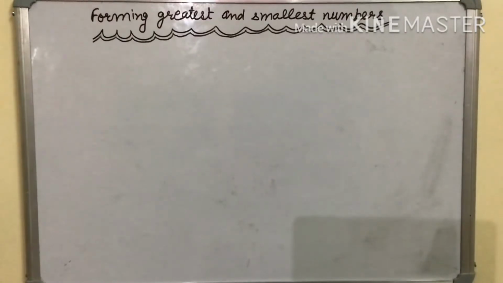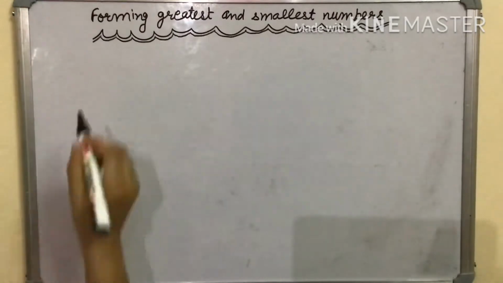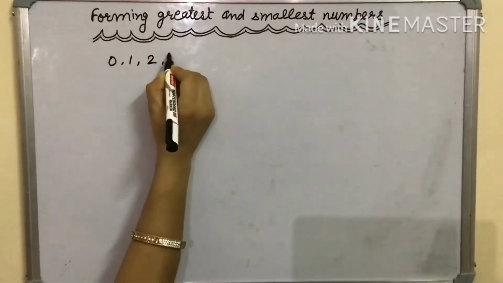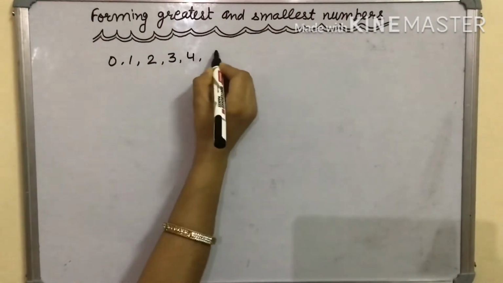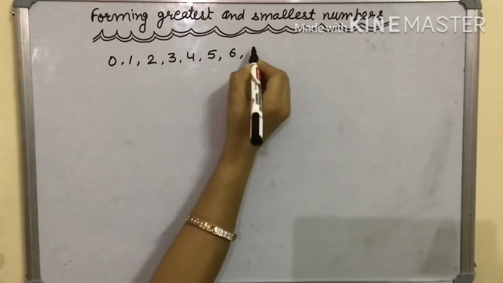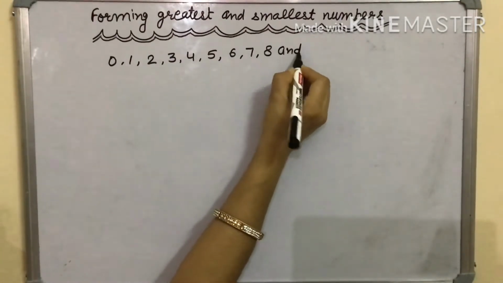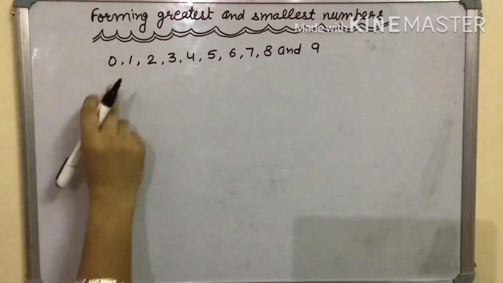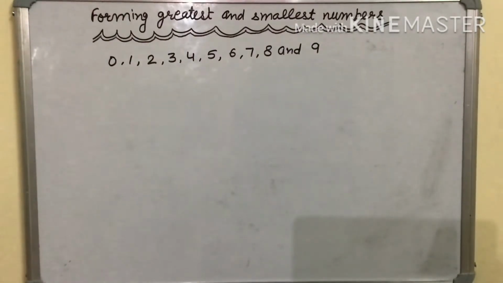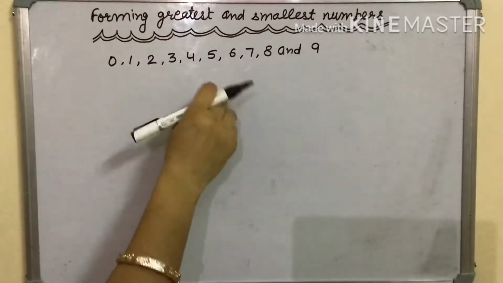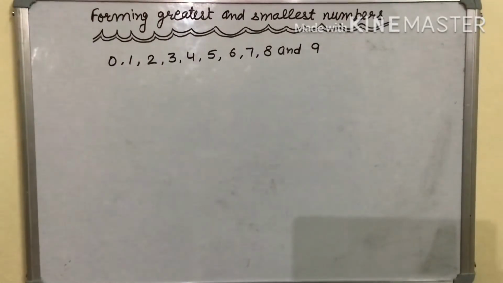Today's topic is forming greatest and smallest number. As we know, we have 0, 1, 2, 3, 4, 5, 6, 7, 8 and 9. These all are the digits that we use to form any number. In mathematics, we use all these digits. These are the digits that we use to form any number.